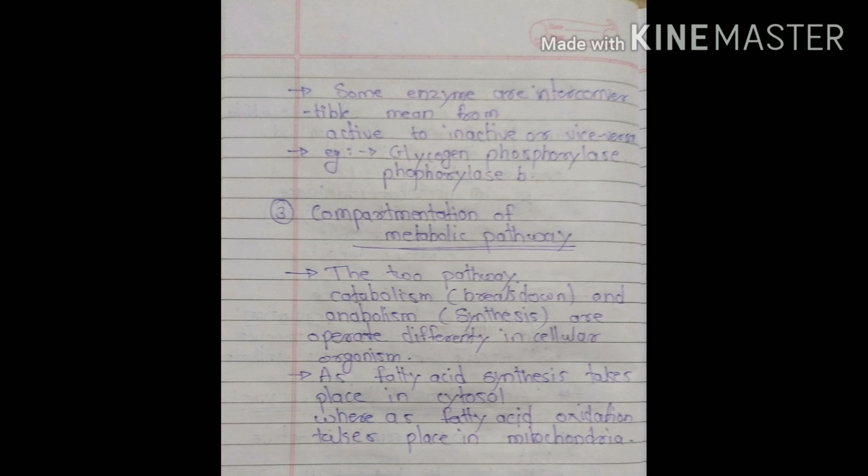The third factor which affects the enzyme regulation is compartmentation of metabolic pathway. Now the metabolic pathway includes two pathways: catabolic pathway means breakdown and anabolic pathway means synthesis, which occur differently in the cellular organism. Take one example: fatty acid synthesis takes place in cytosol, whereas fatty acid oxidation, means breakdown, takes place in the mitochondria.